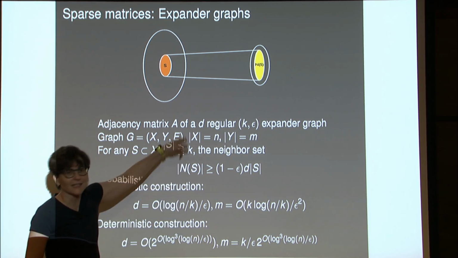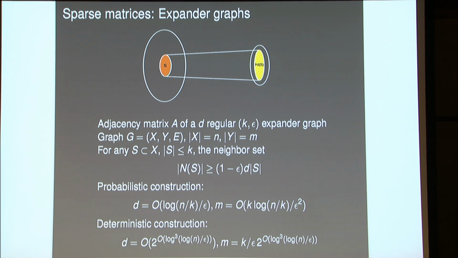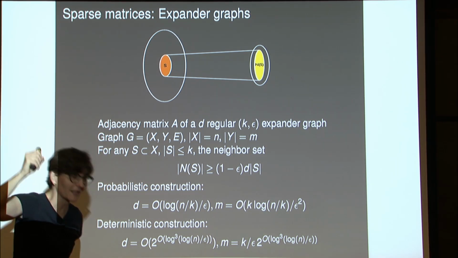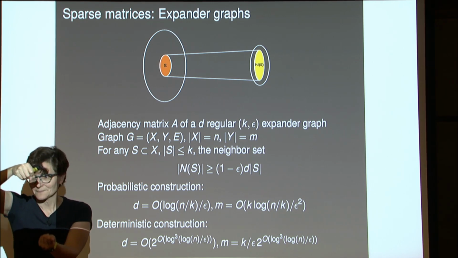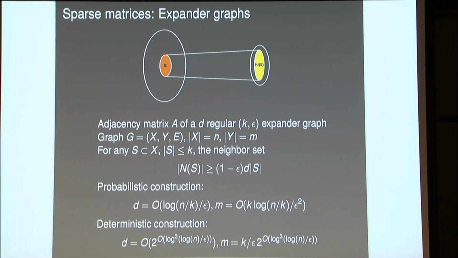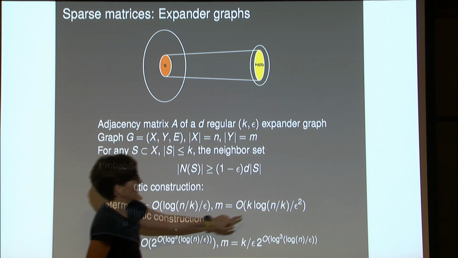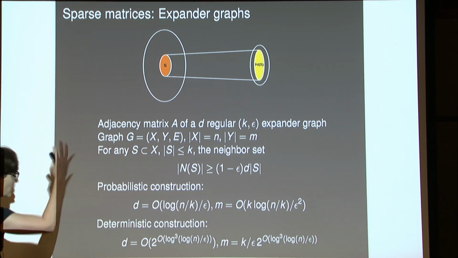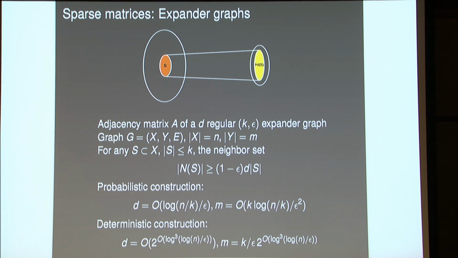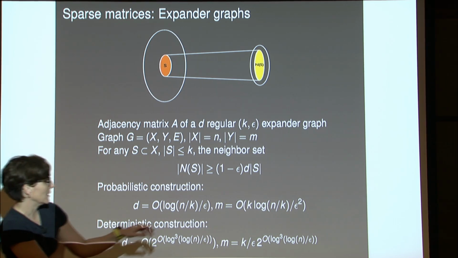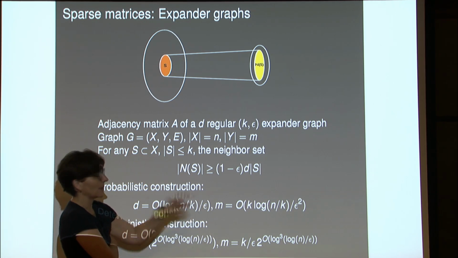Okay, ignoring this part, this is easy to achieve if m is d times n. If m is huge, it's very easy to construct a bipartite expander that meets these criteria. What's hard is to make m small. So the tension here is in the degree and in the number of vertices on the right. And the trade-off is in n, k, and epsilon.